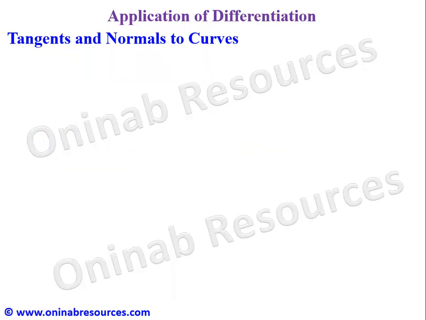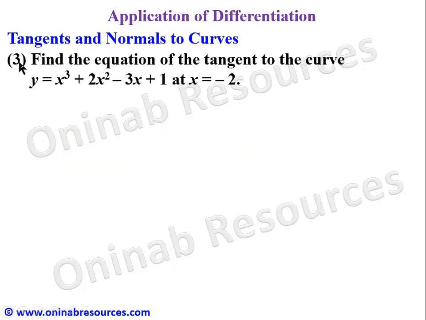We go to problem 3. For problem 3, find the equation of the tangent to the curve y equal to x cubed plus 2x squared minus 3x plus 1 at x equal to negative 2. So what we do here again, we find the gradient and then also find the value of y at the point x is negative 2.